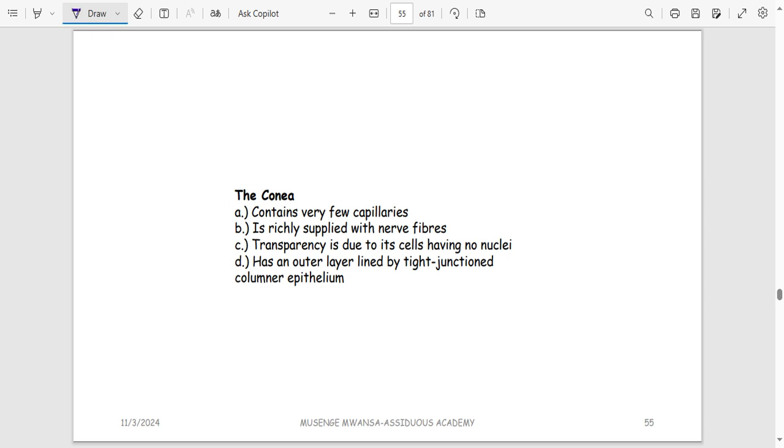The cornea contains very few capillaries, is richly supplied with nerve fibers. Transparency is due to its cells having no nuclei, has an outer layer lined by tight junctioned columnar epithelium, is richly supplied with nerve. Thank you so much. Let's start with we know A is not true. What causes the transparency of the cornea? Why is the cornea transparent?